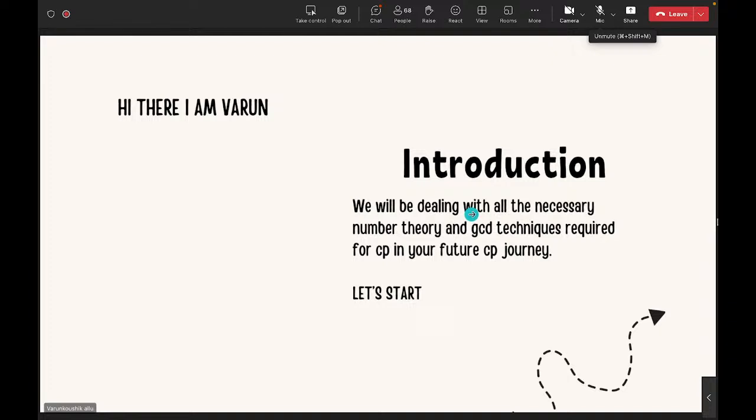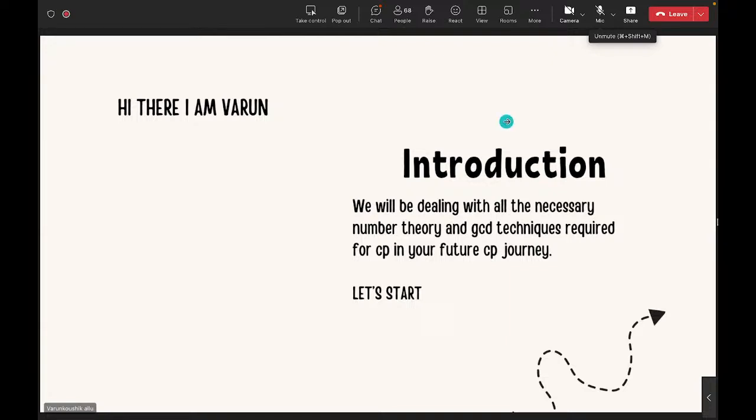The names may sound complex, but they are quite easy, and they have a lot of extended applications in computer programming. So we will be dealing with all the necessary number theory and GCD techniques required for CP in the future. There are a lot of questions that finally turn out to be number theory only when you deeply analyze the question. So these techniques will help a lot while doing CP.